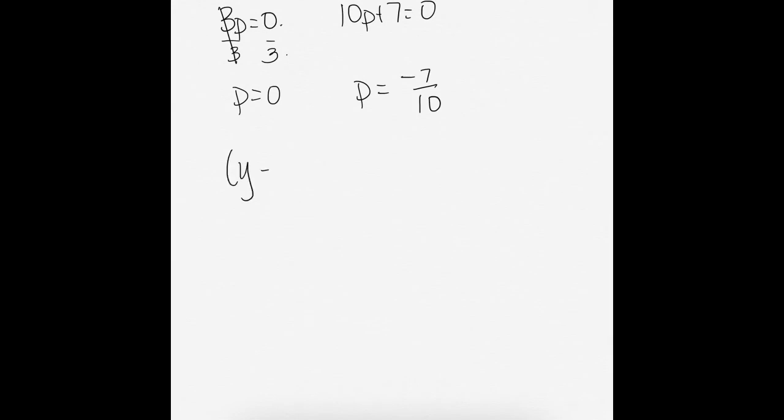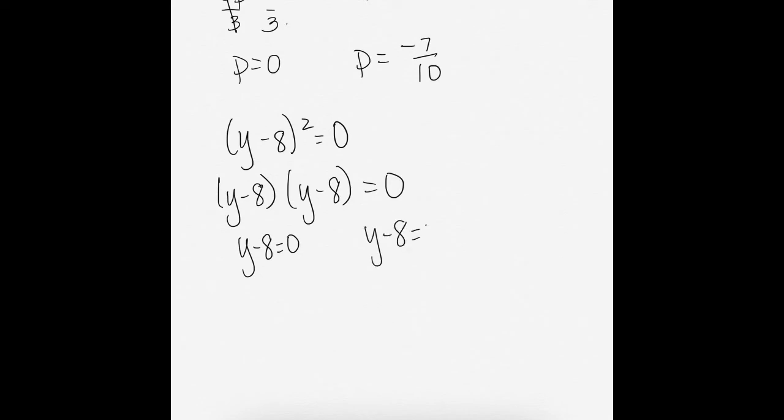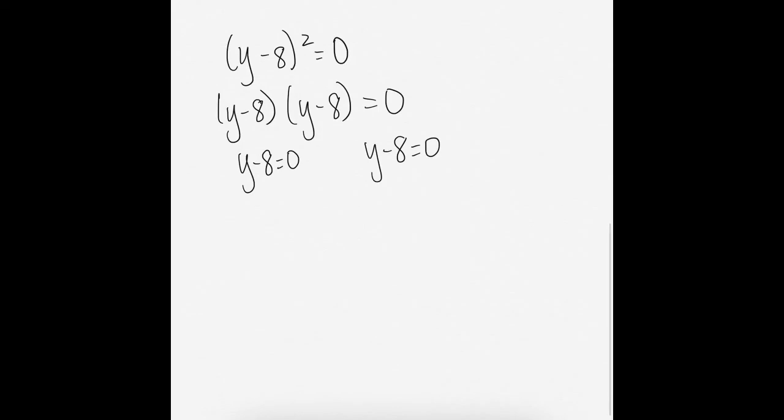How about y minus 8 squared equals 0? Well, there's two ways to look at this. We know that y minus 8 squared is really y minus 8 times y minus 8. It's the same binomial squared. If I set y minus 8 equal to 0 and y minus 8 equal to 0, notice it's the very same solution. That's totally fine. So if I add 8, I get y equals 8, and I get y equals 8. That's totally fine. It's called a repeated solution, and that happens.